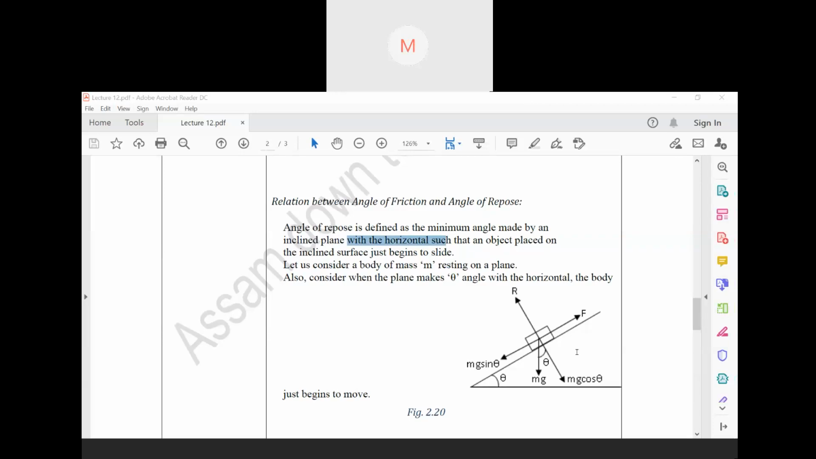Okay, look. Let me give you an example of it. Suppose you are taking a log or a plank of wood. Do you know what a plank of wood is? Any idea? Suppose you are taking a plank of wood and putting a smaller log on it.